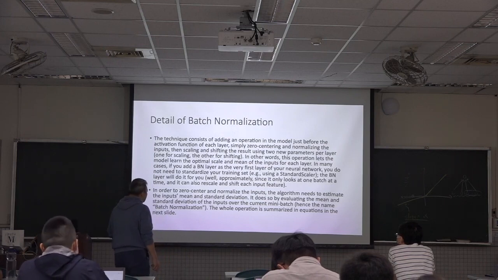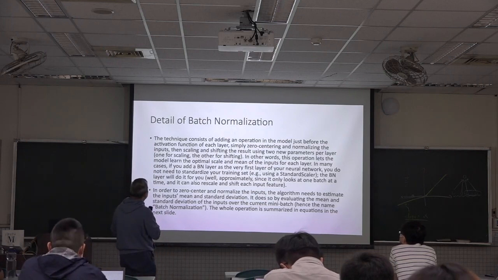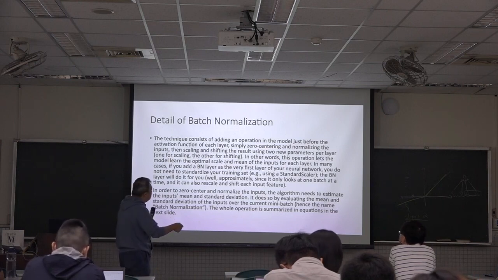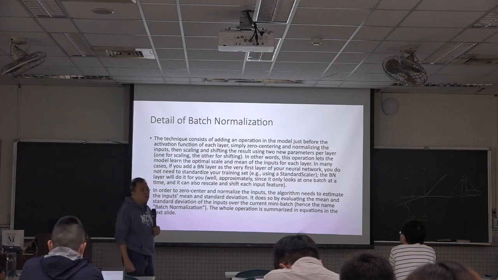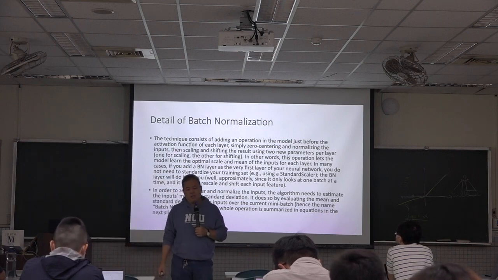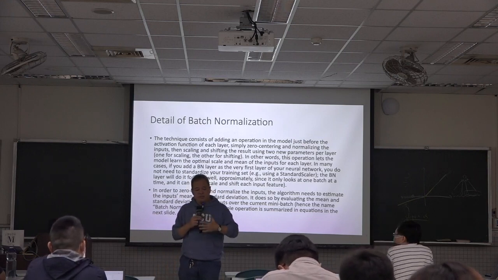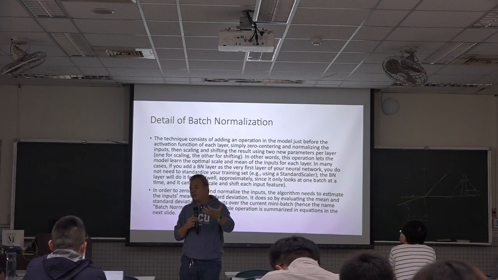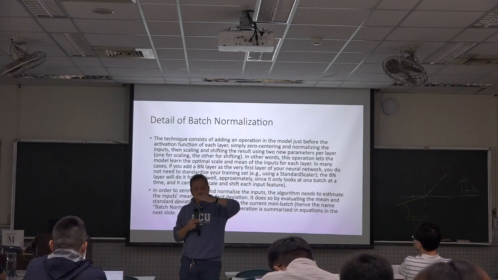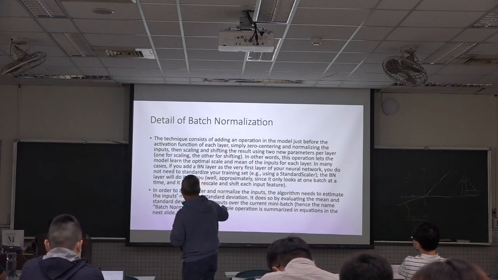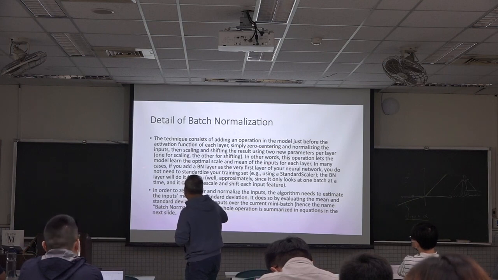So the idea is like this. They add an operation in the model just before the activation function of each layer. So what operation to add? They just zero-center and normalize the input. Because for each layer the variance becomes bigger and bigger, we want to fight this issue. So very simple, in each layer, we just zero-center and normalize the input.